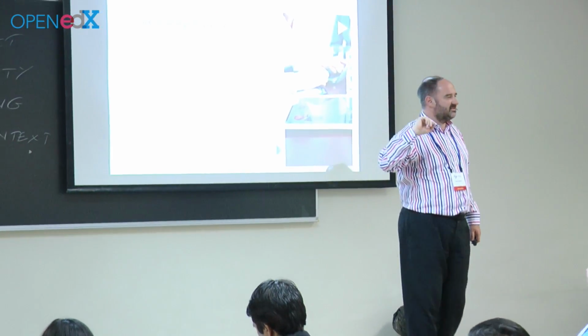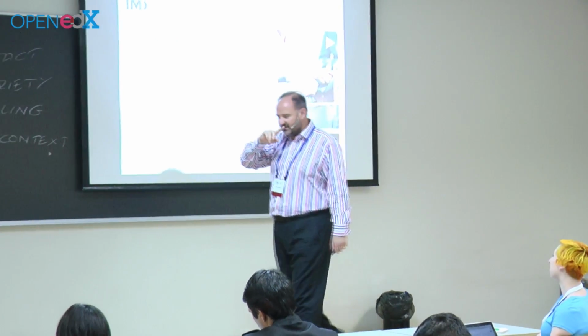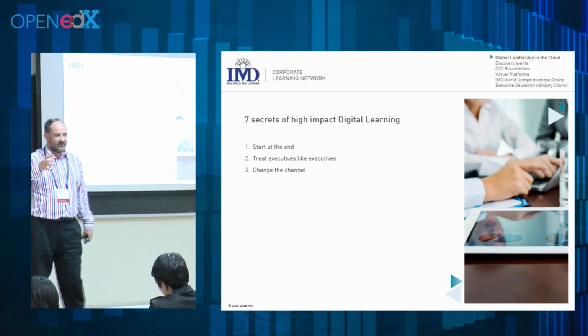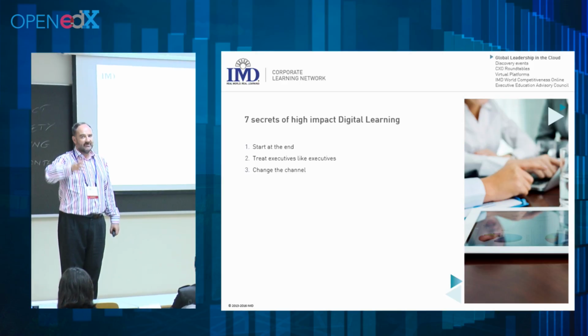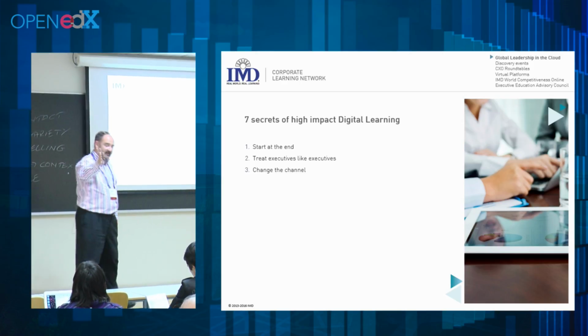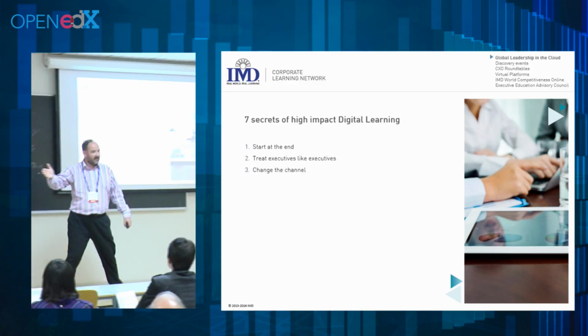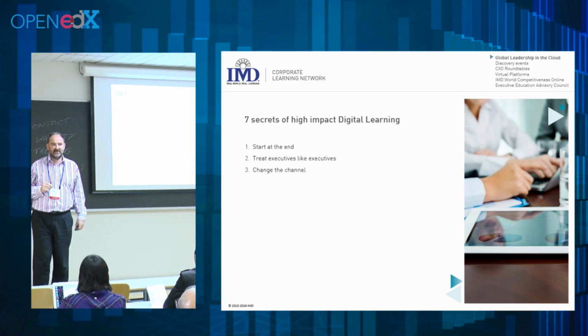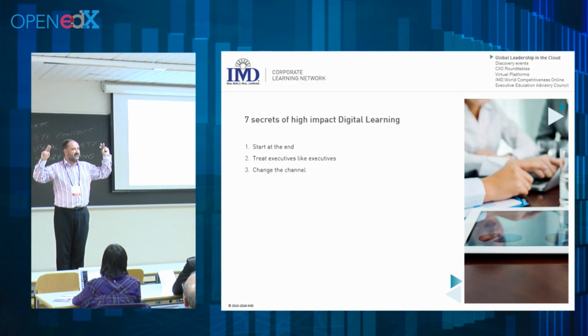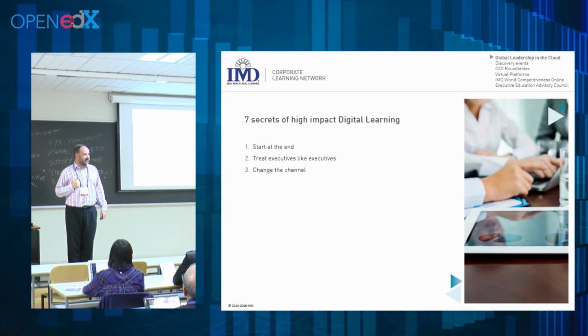Number 3, change the channel. Sometimes I've seen digital learning which pretty much amounts to putting a camera in the back of a classroom, a little bit like we're doing now, having the camera following somebody in front. Maybe you'll just about make out the slides from the back, and we call that digital learning. That's not digital learning.